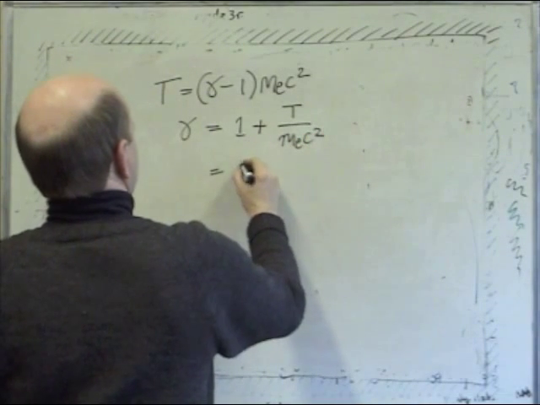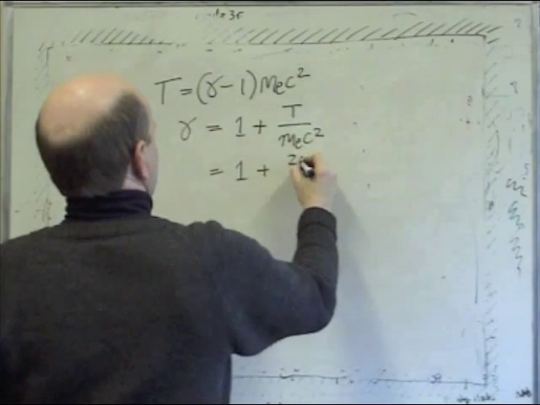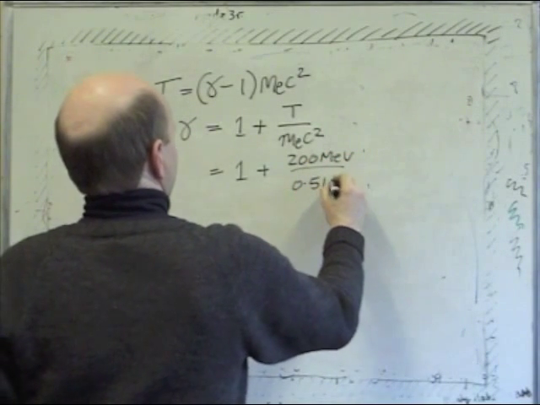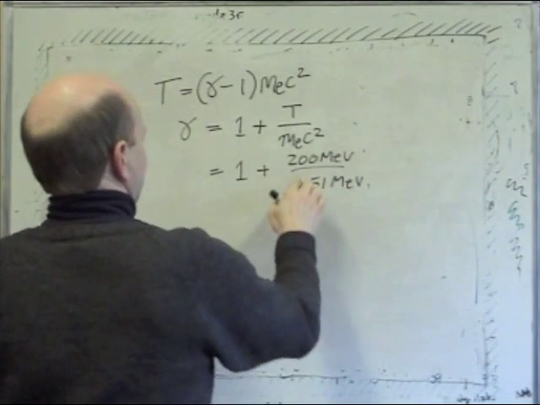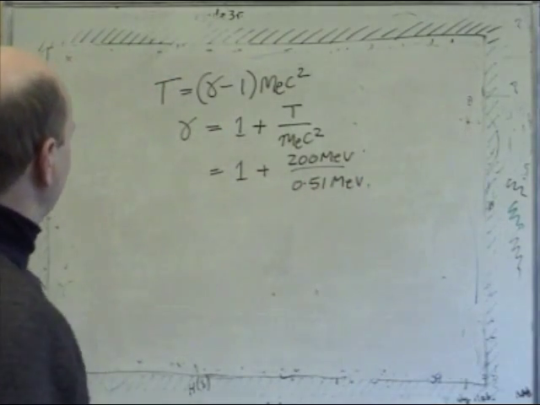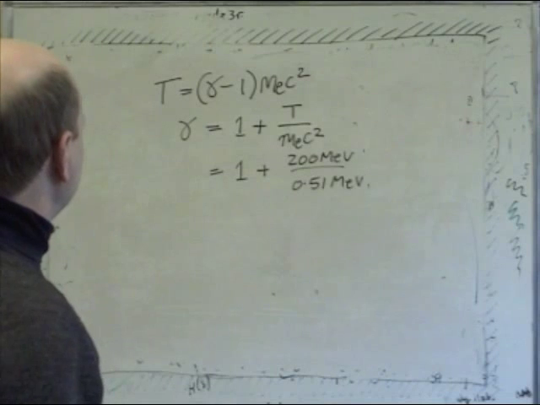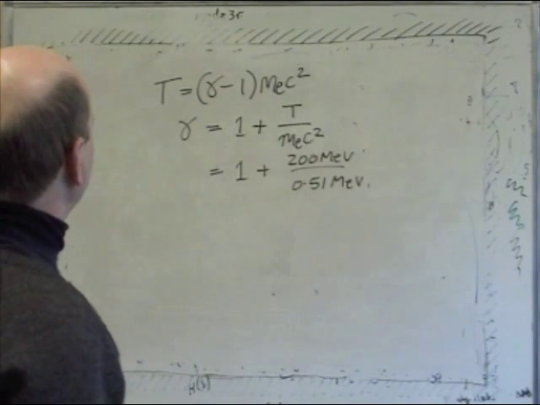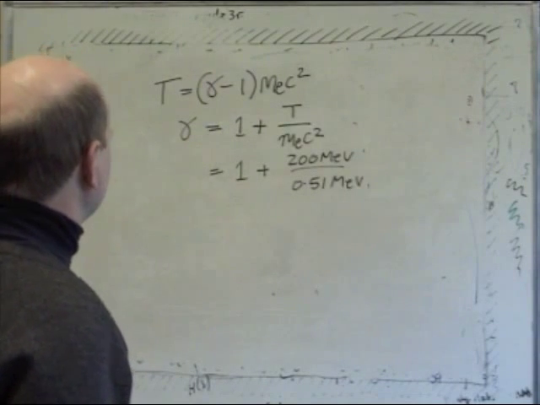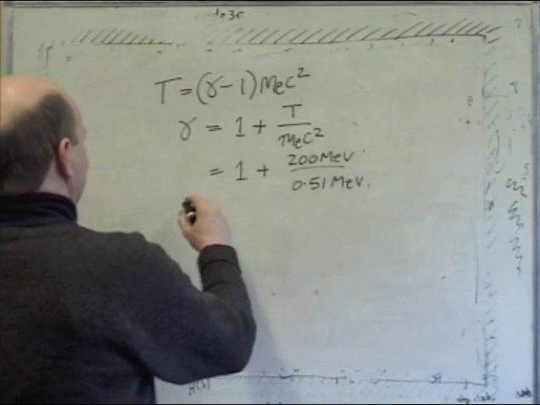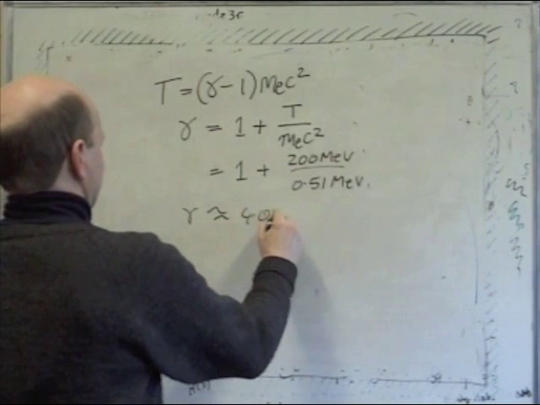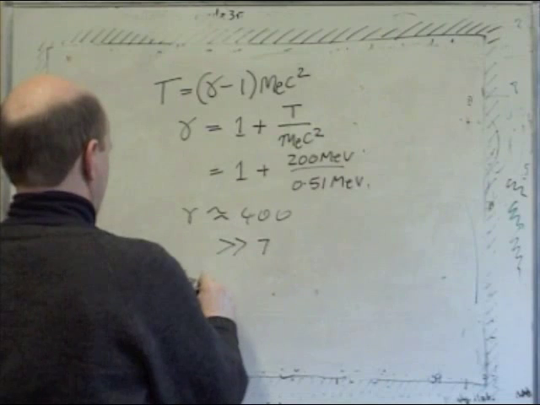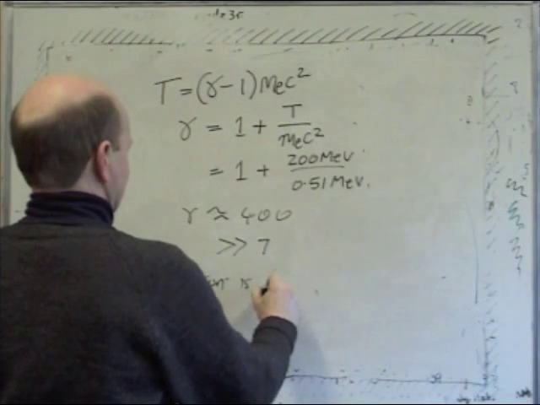But in this case, that ratio is 200 MeV over 0.51 MeV, which is quite clearly approximately 400. So this number, the kinetic energy ratio, is about 400, and therefore gamma is about 400, which is clearly much bigger than 7. So the electron is highly relativistic.